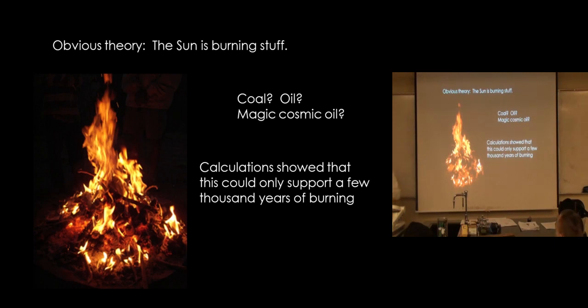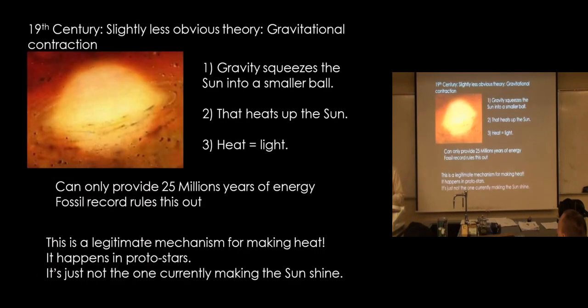So, okay, fine, it's oil or some magic cosmic oil. Newton kind of would scrap that theory because his idea of universality says that no, there's no magic stuff out in the cosmos. It's got to be related to physics that you could see on Earth or chemistry that you see on Earth. So the next slightly less obvious theory came along in the middle of the 19th century.